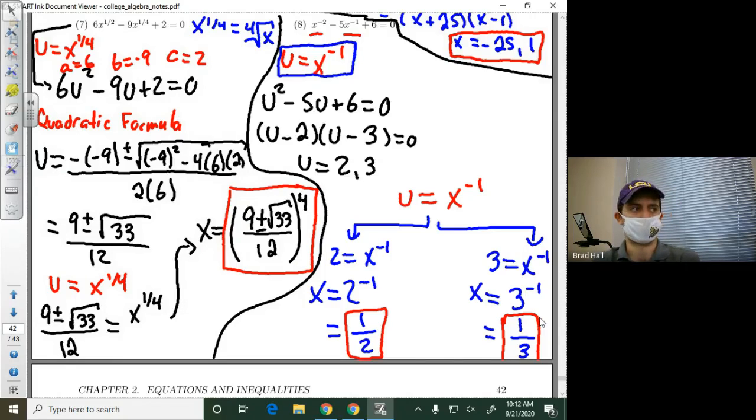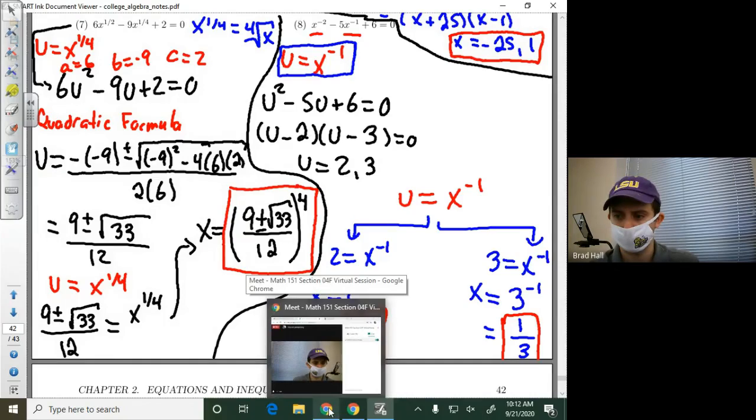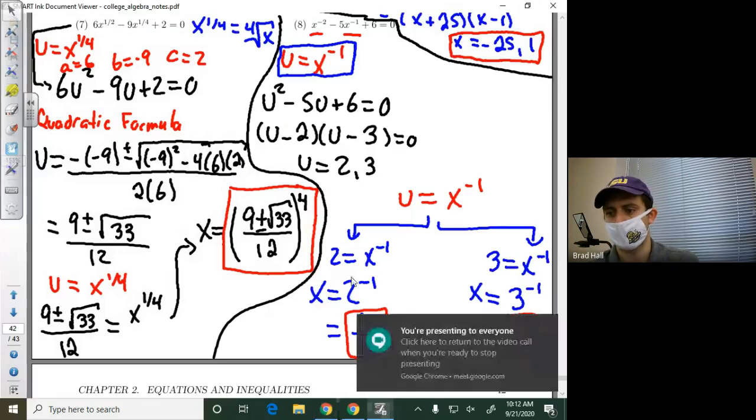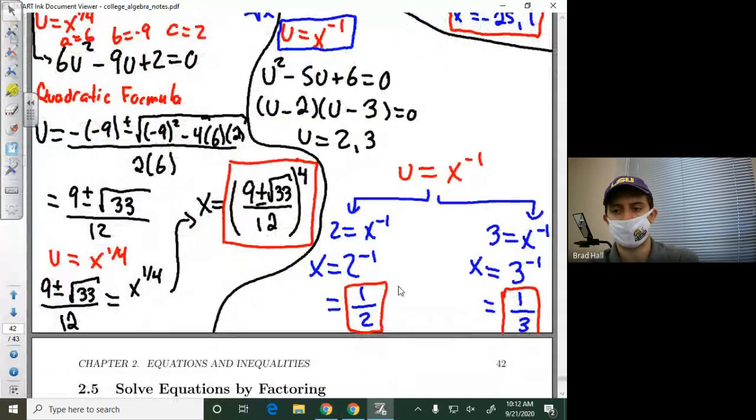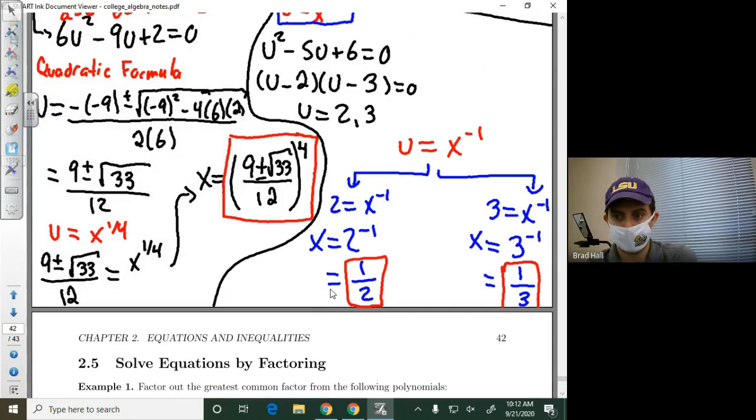Does anyone have any questions up to this point? If not, that is everything for the substitution method section. And again, that homework will be due tomorrow night. If there's no questions about that, let's move on to solving equations by factoring.